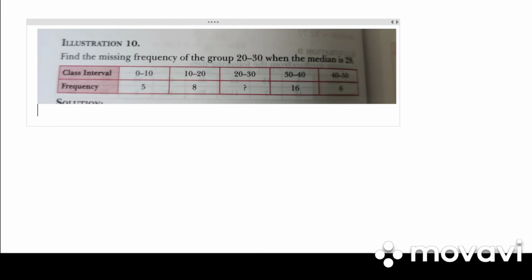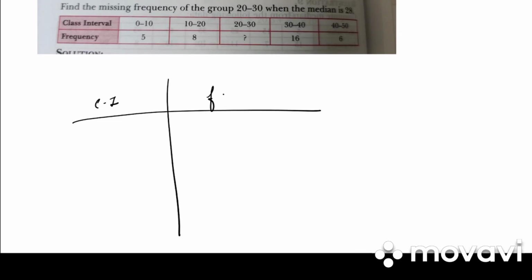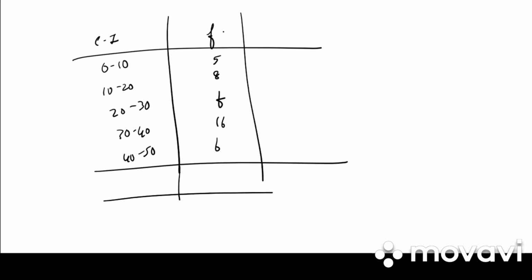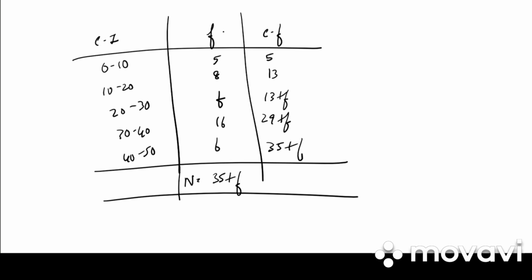Next, let's go on to illustration 10. Find the missing frequency of the group 20 to 30 when the median is 28. So they have given us class interval and frequency: 0 to 10, 10 to 20, 20 to 30, 30 to 40, 40 to 50. They have given us frequency 5, 8, F, 16 and 6. So what will be N? 35 plus F. Next we find cumulative frequency: 5, 13, 13 plus F, 29 plus F, 35 plus F.